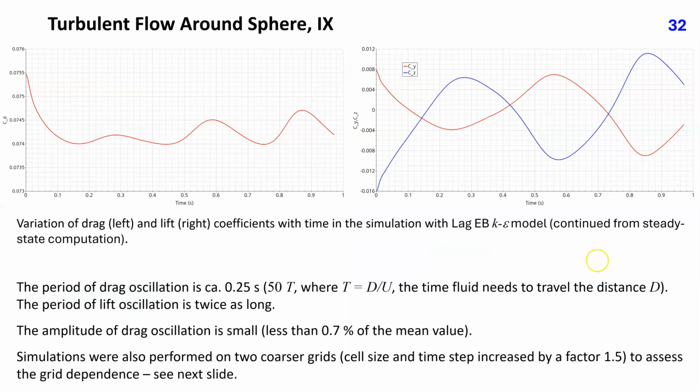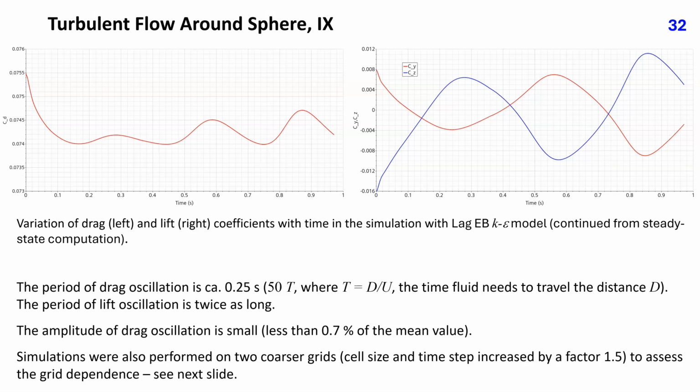This slide shows the variation of drag on the left and lift coefficients on the right with time in the simulation with the Lag EB k-epsilon model when the unsteady simulation is continued from the non-converged steady-state computation. The period of drag oscillation is about 0.25 seconds, which corresponds to 50t, where t is equal to d over u, which is the time the fluid needs to travel the distance d, and d is the sphere diameter. The period of lift oscillation is twice as long.